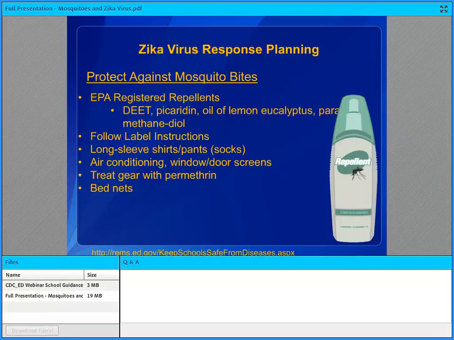One of the easiest ways to prevent mosquito bites is the use of repellents. CDC recommends using EPA-registered repellents that contain DEET, picaridin, or oil of lemon eucalyptus, and following the label instructions. Follow the instructions for use on children. It's not recommended that you use repellents on children under 2 months of age.